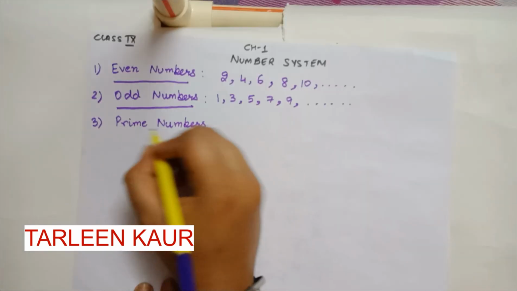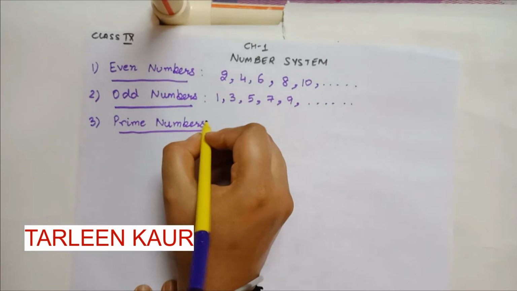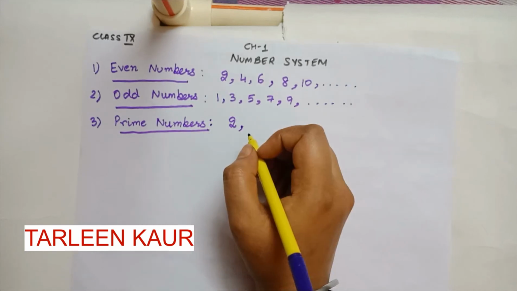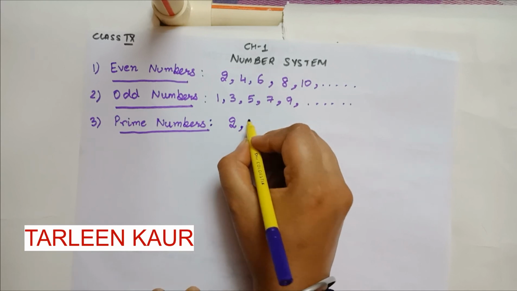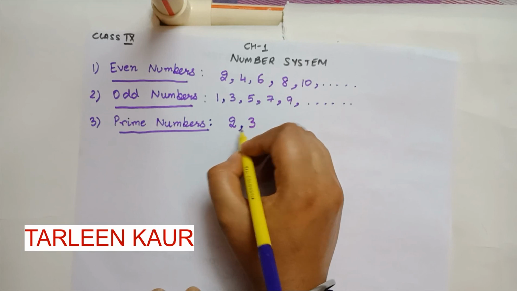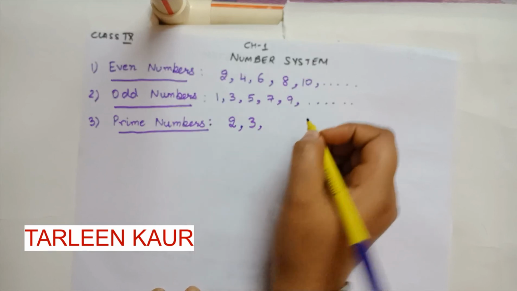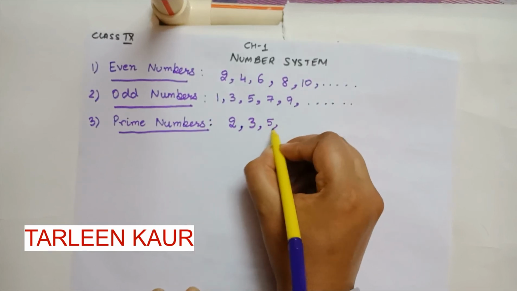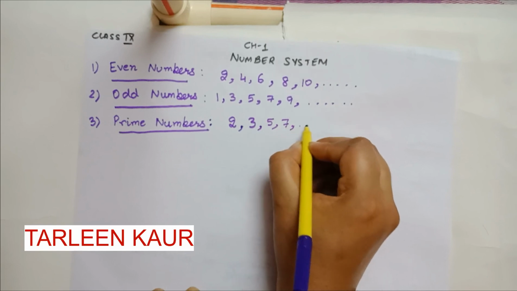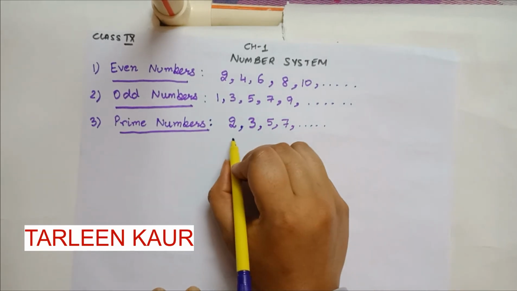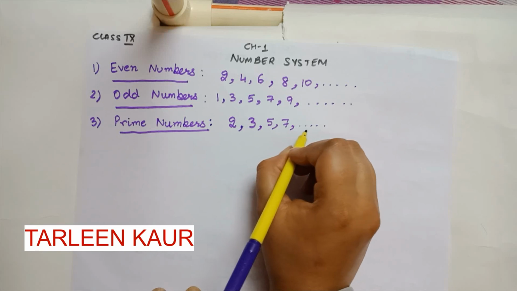Third, prime numbers. Prime numbers are those numbers which have only two factors, 1 and itself, like 2, 3, 5, 7 and so on. These all are prime numbers.